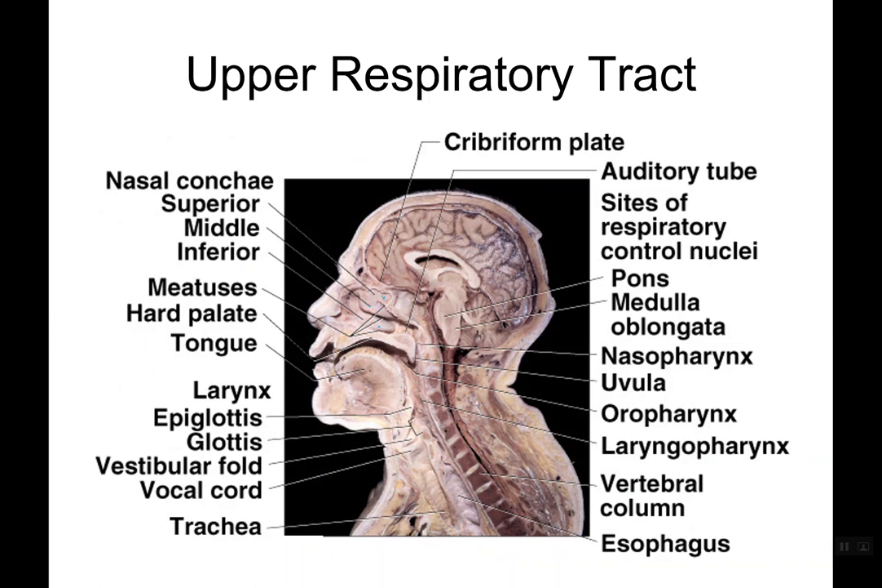Here you can see the cribriform plate of the ethmoid bone, so you know that the nerves of the olfactory bulb are going to stick through here. You can see the posterior nares or choana. And you can see here's the nasopharynx right here. There's the uvula, that's the little dangly bit in the back of your mouth, and so on down.